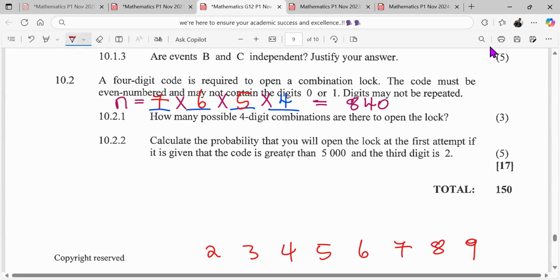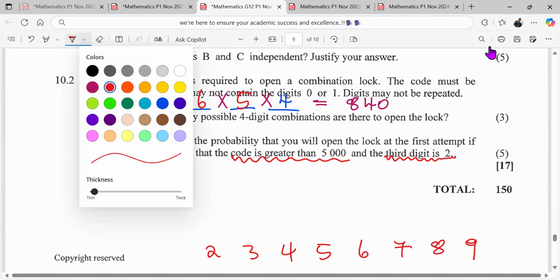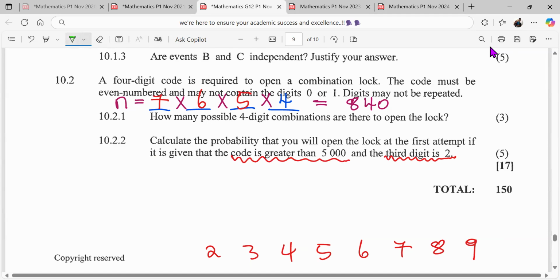Okay. We have 2 restrictions now. The entire code must be greater than 5,000. And the second restriction is the third digit must be a 2. So the question is, what must happen in order for a code to be greater than 5,000? That's a very good question. Well, before I tell you, is there anyone who has an idea? What must happen in order for the code to be greater than 5,000?